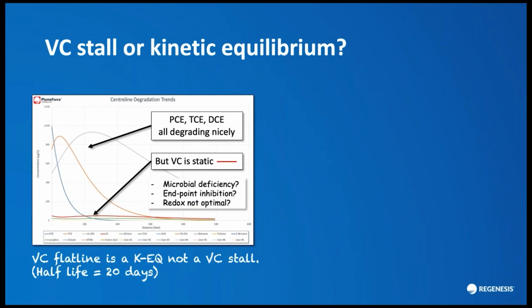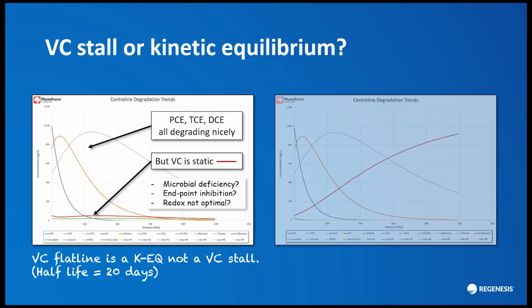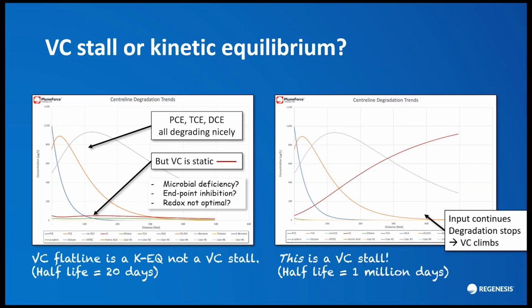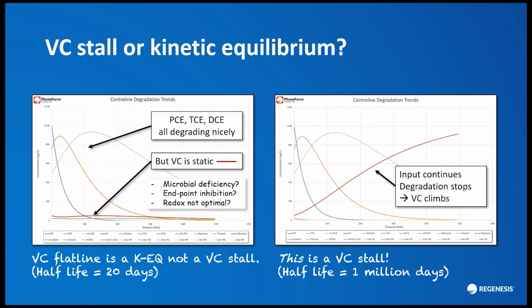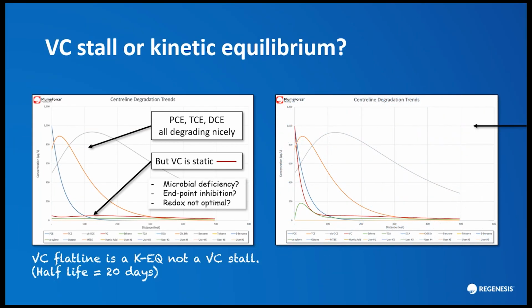If I use the model to turn off the degradation rate of DCE, I've put the half-life to 1,000,000 days, we can see what the stall really looks like. It's not a flat line at all. It's where the input is continuous, but the output has dropped right down, and so the concentrations start to climb right up. That's what a stall looks like.